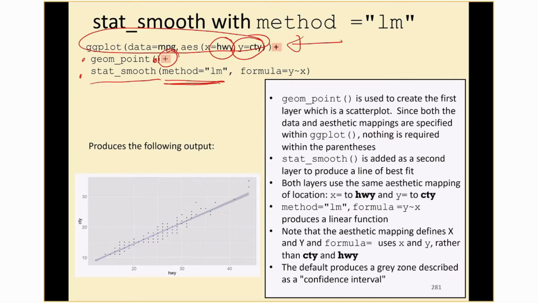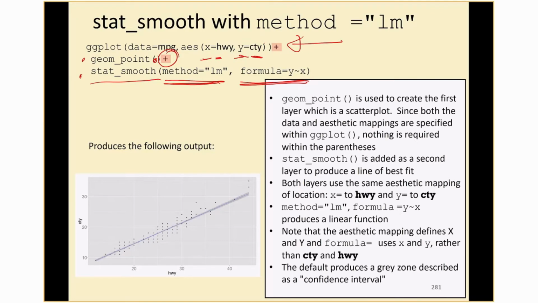It's all in Courier, and what that's going to give me is a simple single straight line. Formula y tilde x. Put it in exactly like that in Courier. What's going on? Well, what I want to know is the linear relationship between city mileage and highway mileage. So up here, I've said that y is equal to city and x is equal to highway.